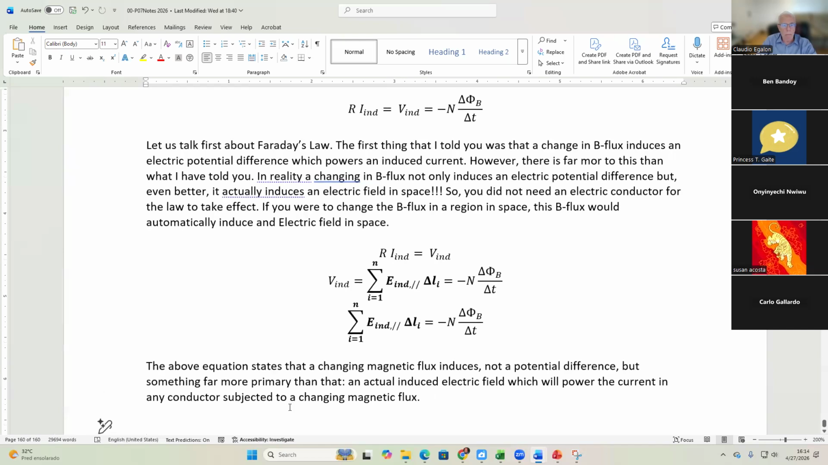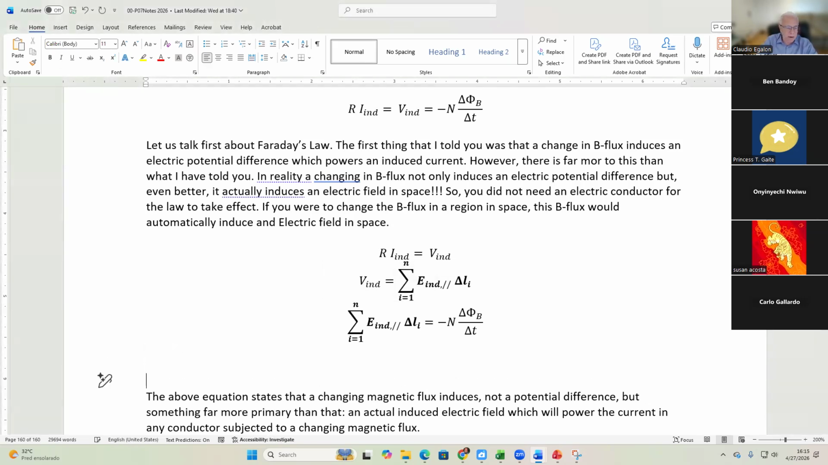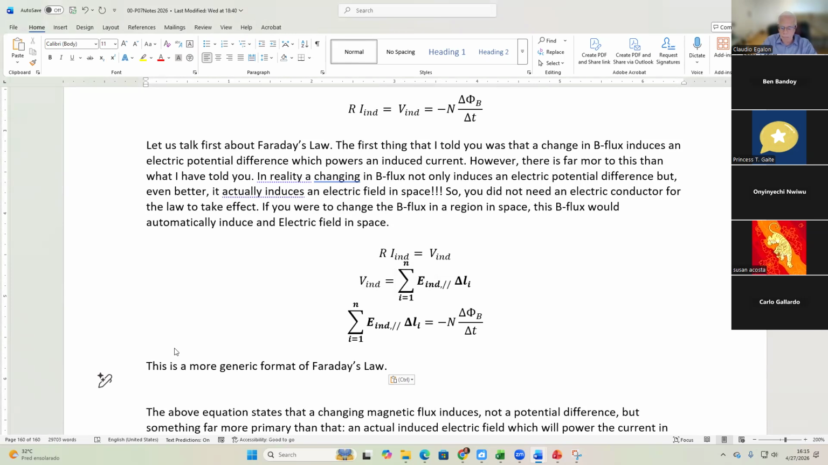Did you get this idea? Treat this idea nicely. First memorize it, and if you still don't understand, just memorize it for now, and eventually you will understand. What you see above is a far more generic format of Faraday's law.